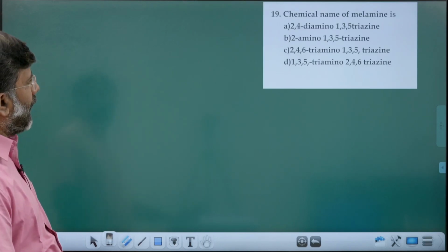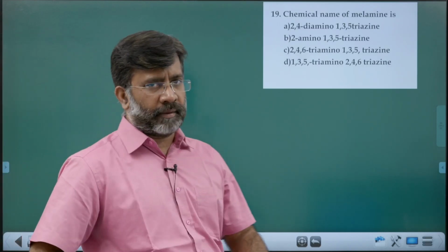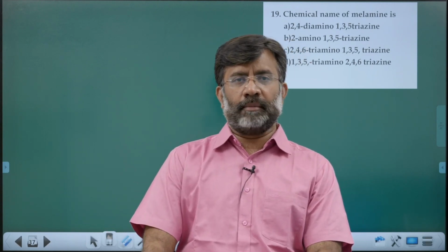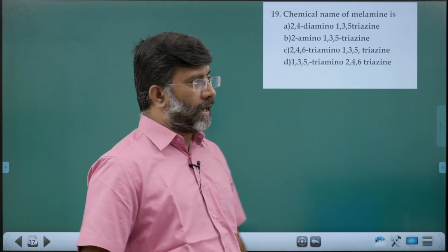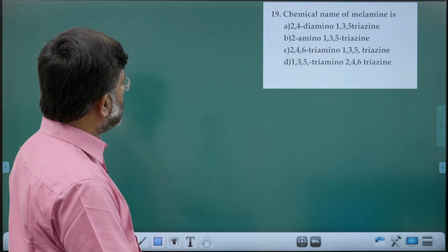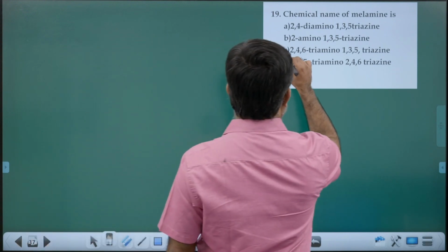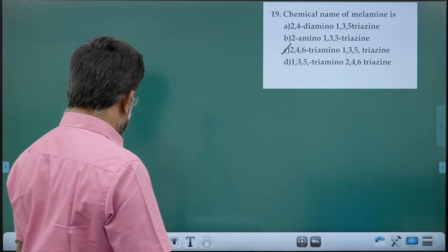Chemical name of melamine. Melamine polymer, so-called melmac, melamine formaldehyde resin. What is the IUPAC name of melamine? Option C, 2,4,6-triamino-1,3,5-triazine.